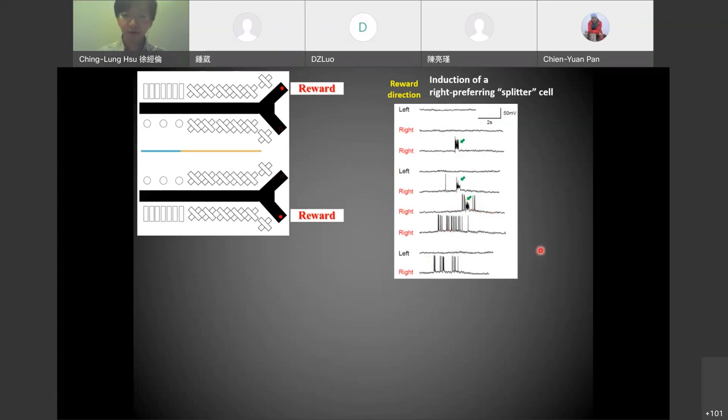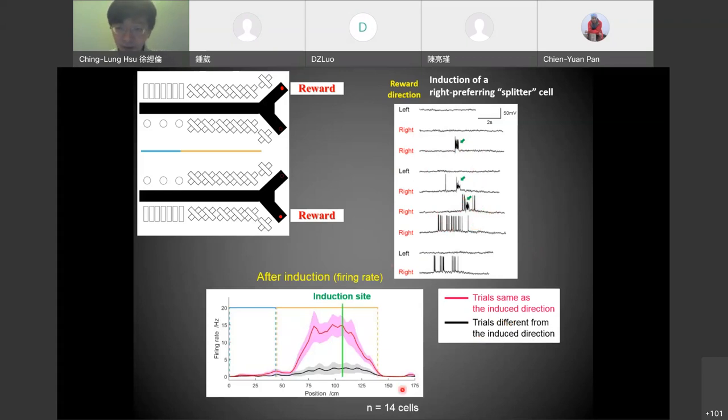So if we calculate the firing rate against the animal's position and compare between different trial types, you see a very dramatic difference in the firing rate. It peaks around the induction site and is very high in trials in the same direction as induced, but on average pretty small or close to zero in the direction different from the induced one.